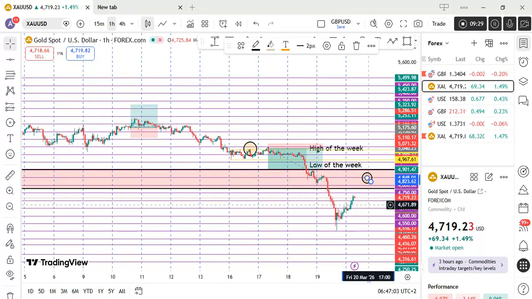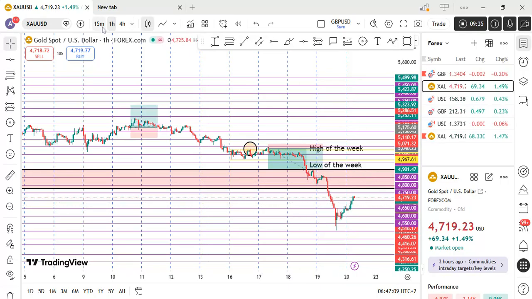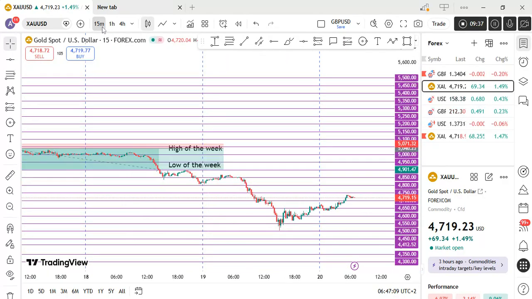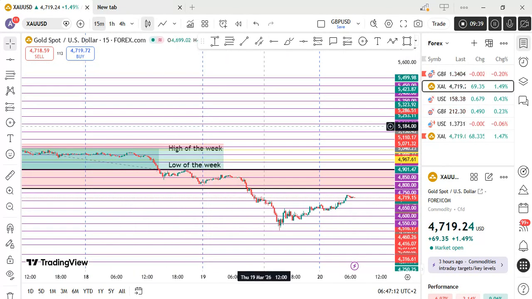So if price eventually pulls back to this level, I'm definitely going to look out for my confluences from the 15-minute time frame as well. From the 15-minute time frame, I'm waiting to see price eventually pulling back to this level. Then I'm going to execute my trade.